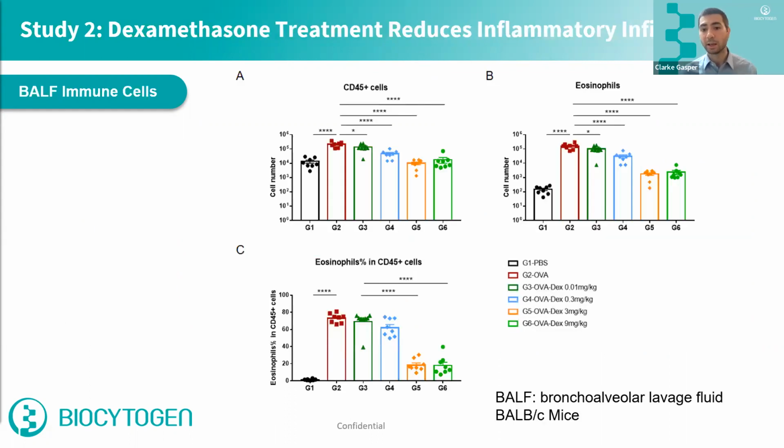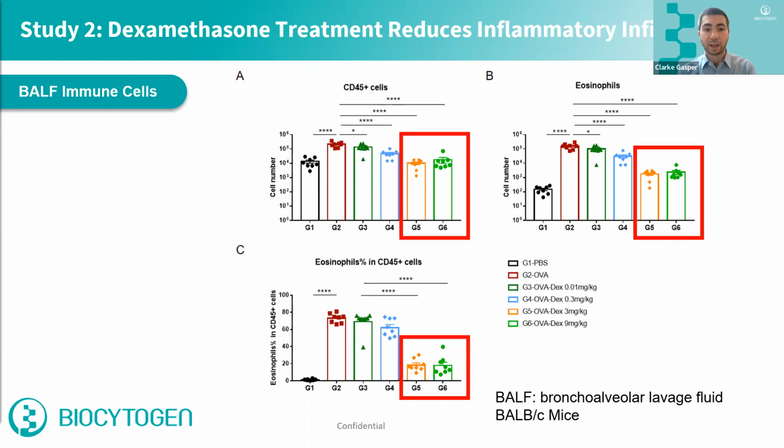In this second study, asthma was induced in BALB-C mice using ovalbumin, and dexamethasone, which is a steroid that reduces inflammation, was also given at various doses. As in the previous study, ovalbumin significantly increased the proportion of eosinophils, as shown in group 2 with the red bars. However, these numbers were dramatically decreased in the animals that were treated with dexamethasone, as seen in the red boxes.